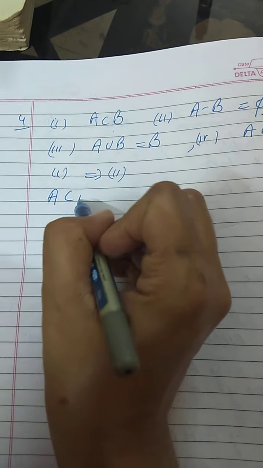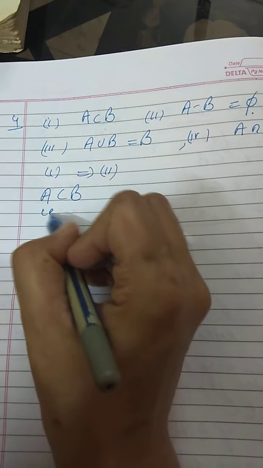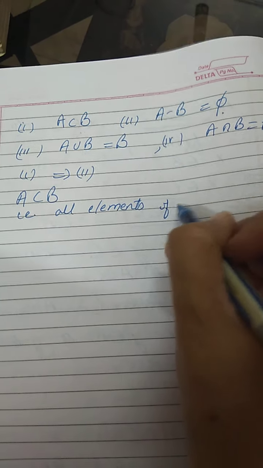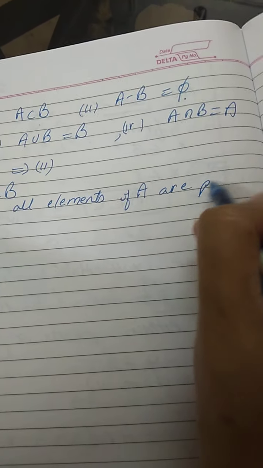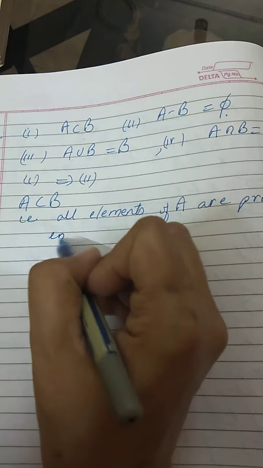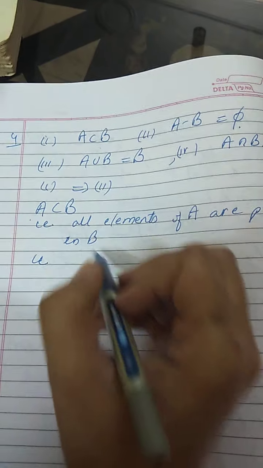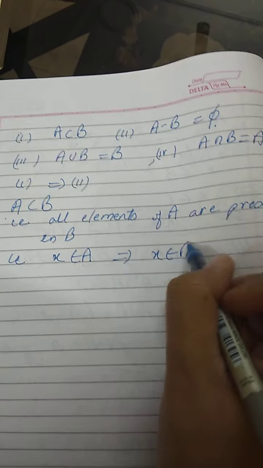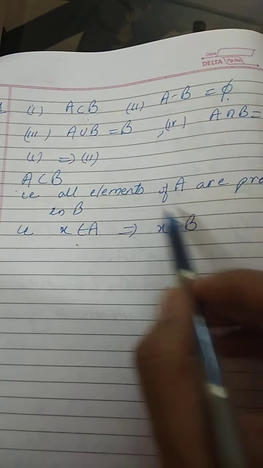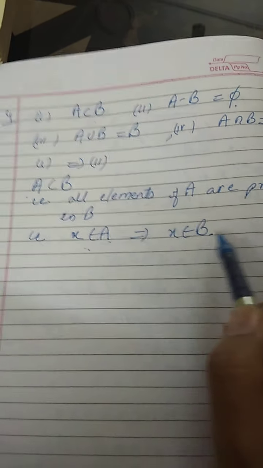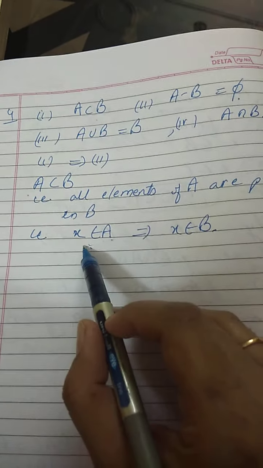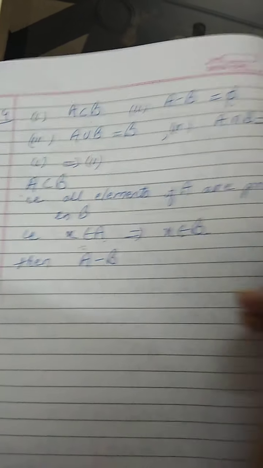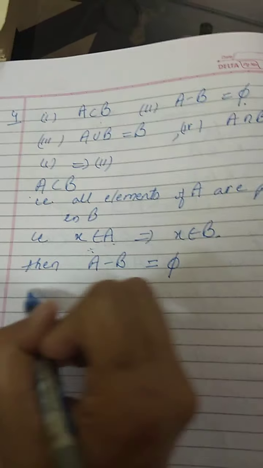So here it is given A is a subset of B, that is all elements of A are present in B. Either you write down this way or simple, A is a subset of B, that is all X belong to A implies X belong to B. Every element X of A is also an element of B. If every element X of A is an element of B, then what will be A minus B? A minus B will be equal to phi only, because every element of A is present in B.